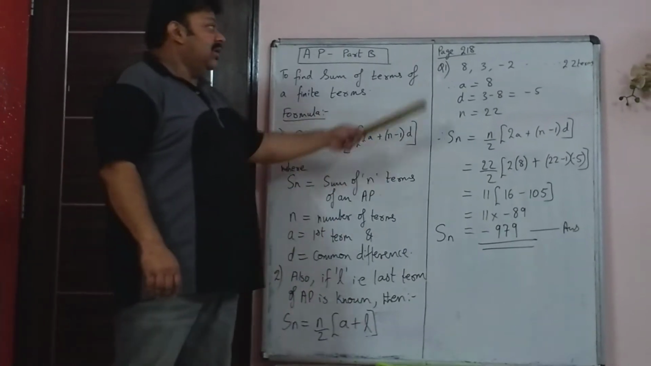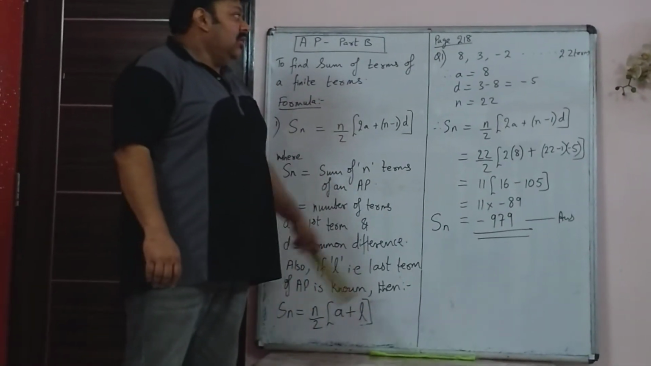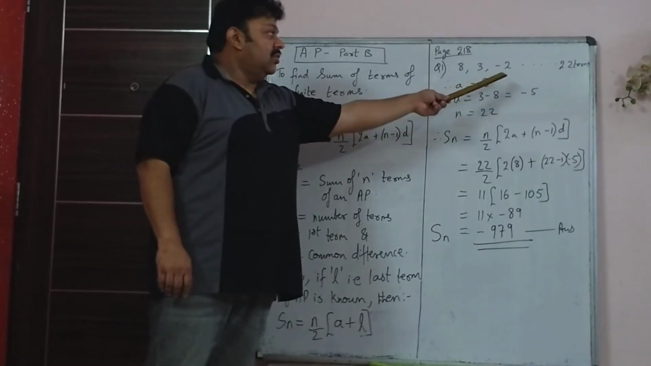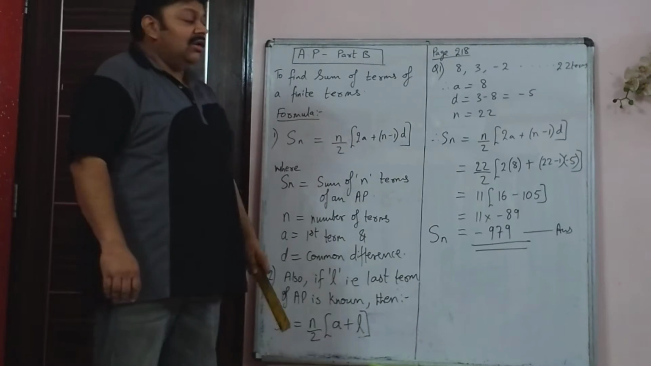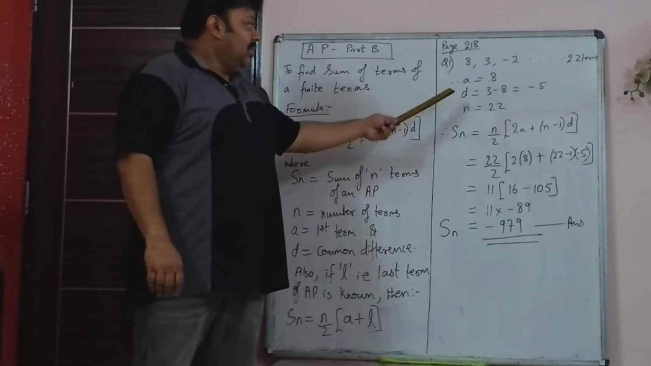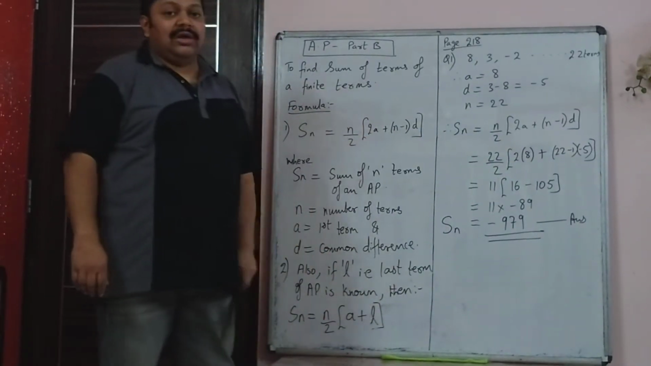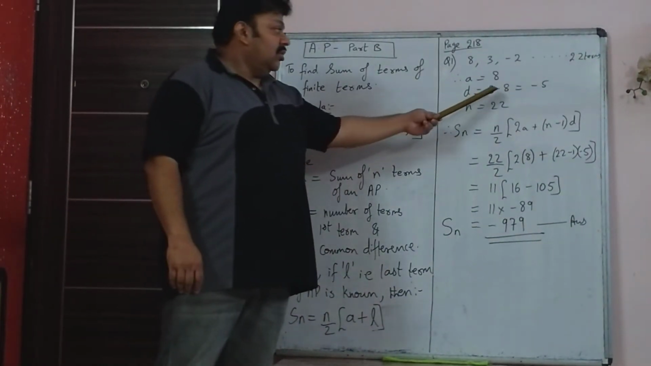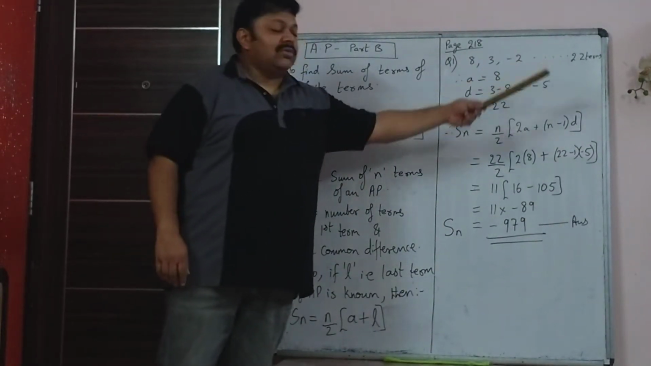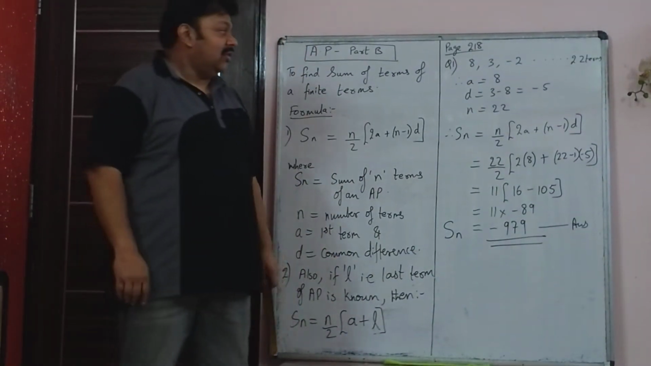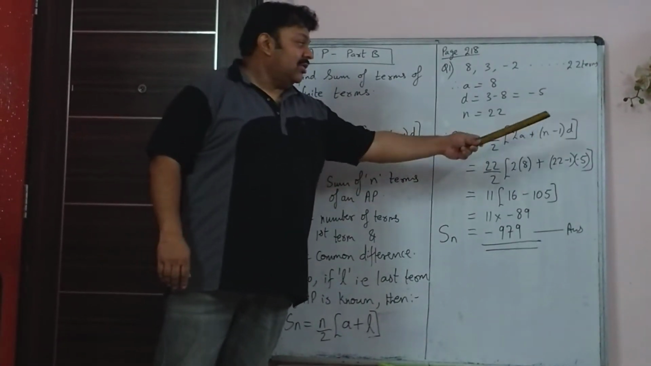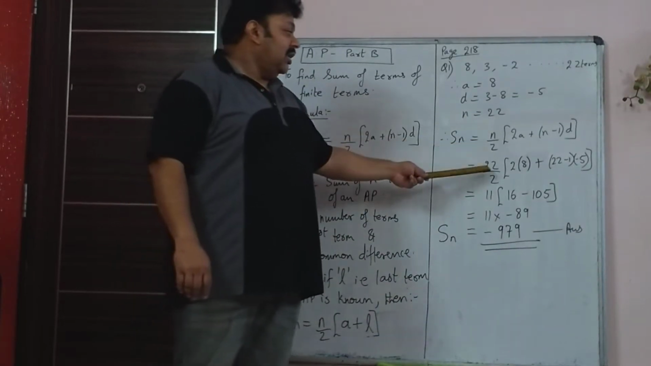Now on page 218, let's see the first sum. You have the first AP, 8, 3, minus 2, and it goes on up to 22 terms. So now a is the first term, that is 8. d is equal to 3 minus 8, that is minus 5. So you have to write the minus, be careful. And the total number of terms given there is 22.